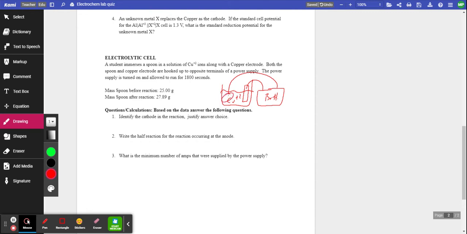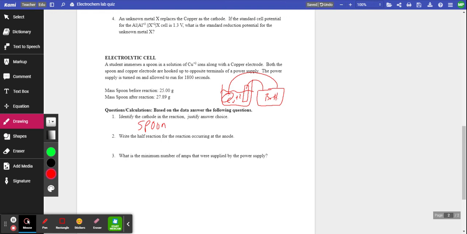Okay, so the mass goes up on the spoon because the copper ions are being reduced onto the outside of the spoon. The power supply is allowed to run for 1800 seconds. Identify the cathode in the reaction. Whatever mass goes up, in this case, we always plate onto the object, that's our cathode. That's the site of reduction. The copper ions are plating onto the outside of it.